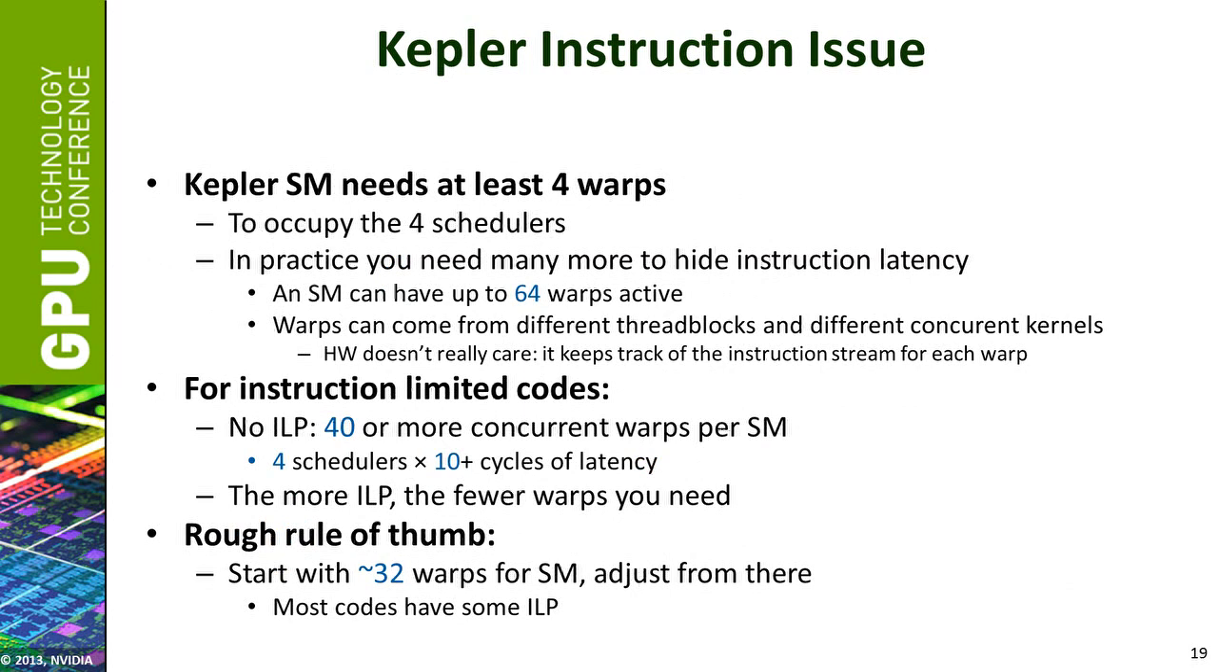So in order to keep an SM busy, we'll for a moment pretend that we have code that's instruction limited. So because of these 4 schedulers and warps getting partitioned across the schedulers and no warp stealing happening, we need at least 4 warps to occupy the SM. In practice, I would say even if you have infinite ILP, you would really need 8 warps because we can't really issue 2 instructions back to back from the same warp. We have to have at least 1 instruction from another warp in the next clock cycle.